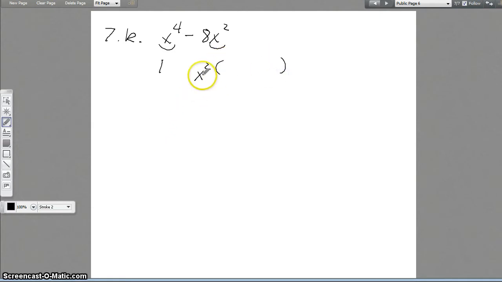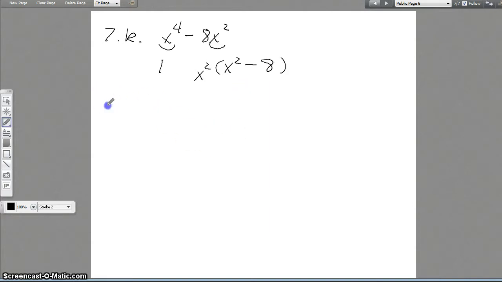Now we say, what do we multiply by x squared to get x to the 4th? Well, x squared times x squared will give us x to the 4th. What do we multiply by x squared to get negative 8x squared? That's going to be a negative 8. So the way we factor this is x squared times the quantity x squared minus 8.